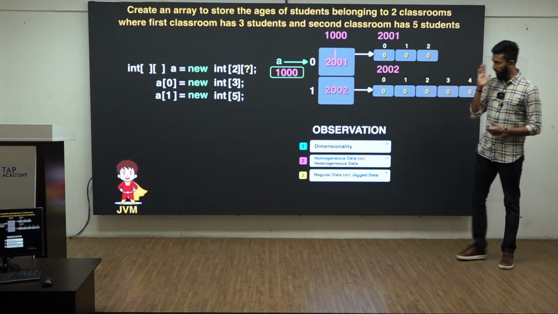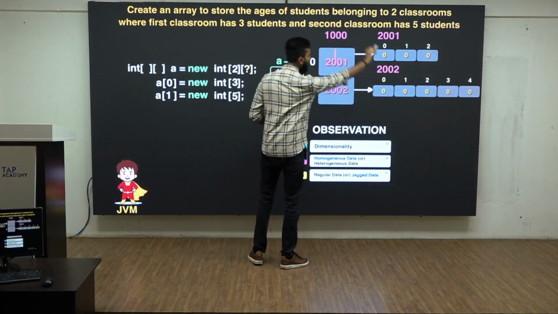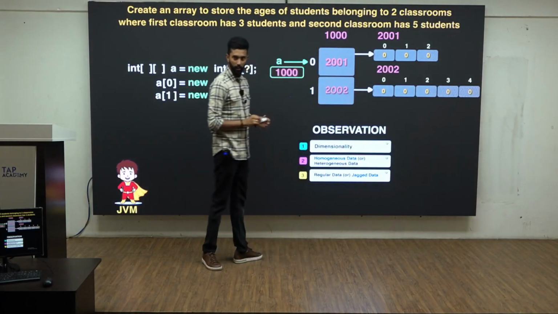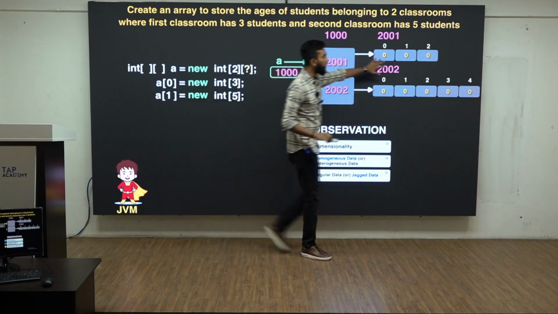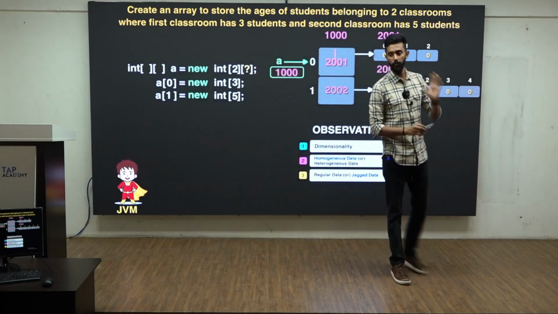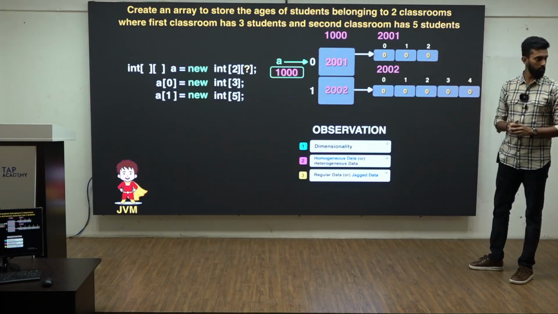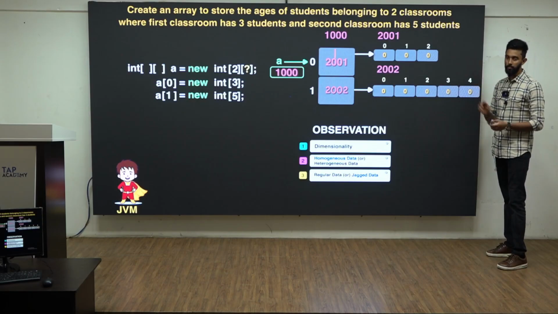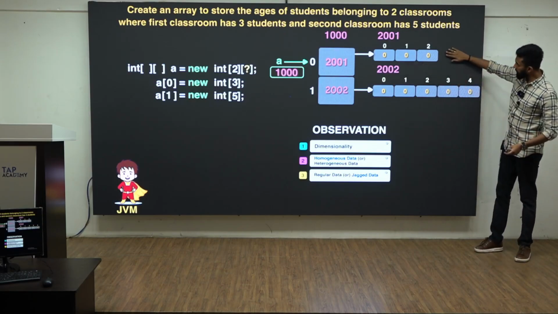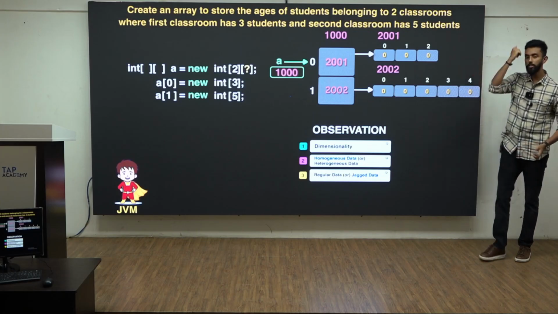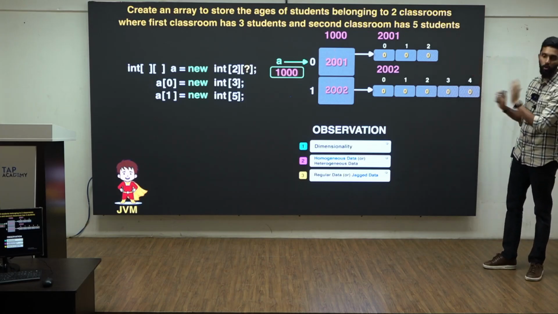Clear? Hence, clearly you can see this is what is called a jagged array in Java, where there are rows, but every row does not have equal columns. First row has 3 columns, second row has 5 columns. Yes? Memory is not wasted. But last time, both rows had 5 columns. Memory got wasted. Here, memory is not wasted. Clear till here, friends? I hope the visualization is clear to all of you.